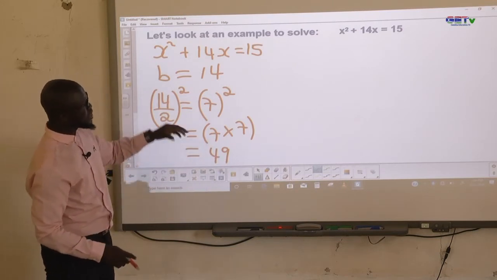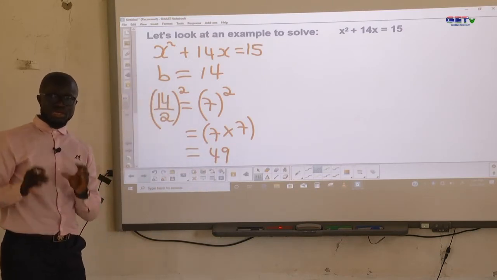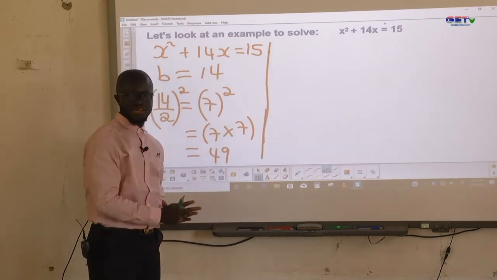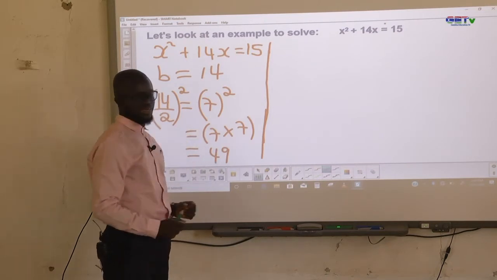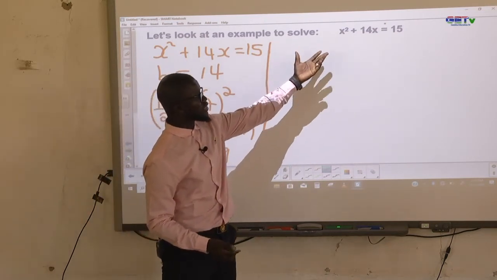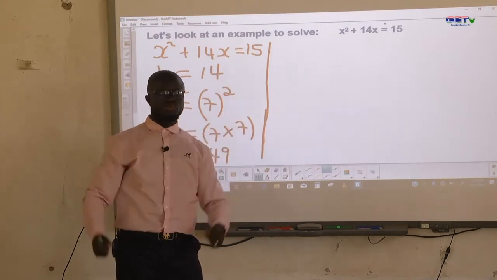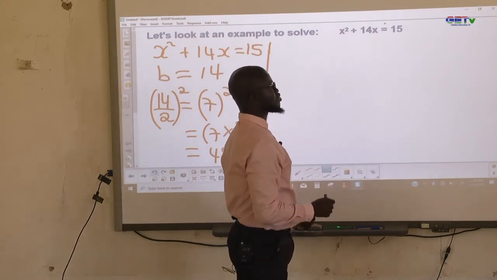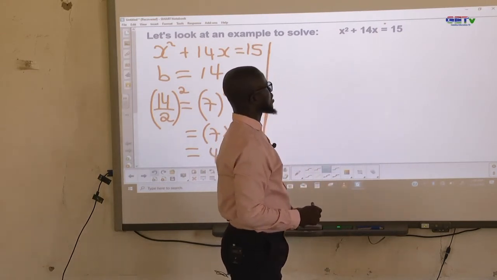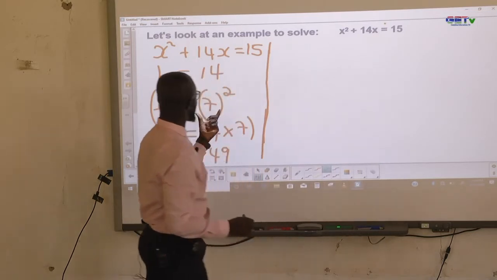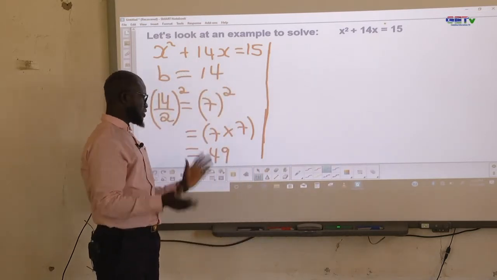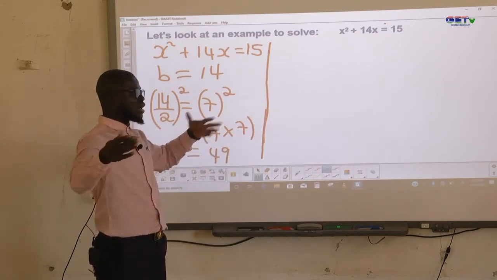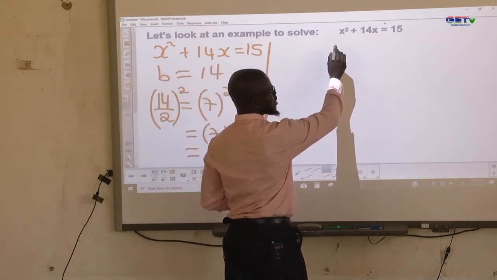But here, we are completing the square. Remember, the rules are given. So here, the answer is 49 if you multiply 7 times 7. So we are going to solve and see how best we can use the steps to get the answer. x squared plus 14x equals what? 15. So remember, we already know the b value. We decided to divide it by 2, then we square it. Now that I want to use it to add to both sides, can we do that together?